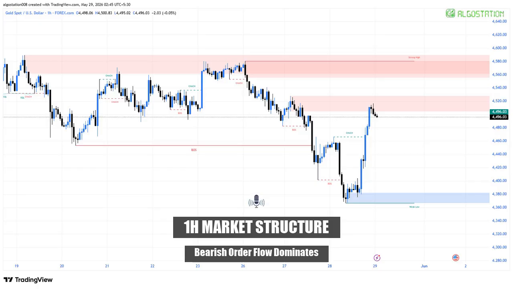Price created a sequence of lower highs and lower lows after rejecting the 4,580 premium zone. That tells us institutions distributed positions aggressively from higher prices. Notice how every rally into premium pricing was sold aggressively. Buyers attempted recovery multiple times, but each push lacked continuation. Institutions repeatedly absorbed buying pressure and defended the supply zones above.